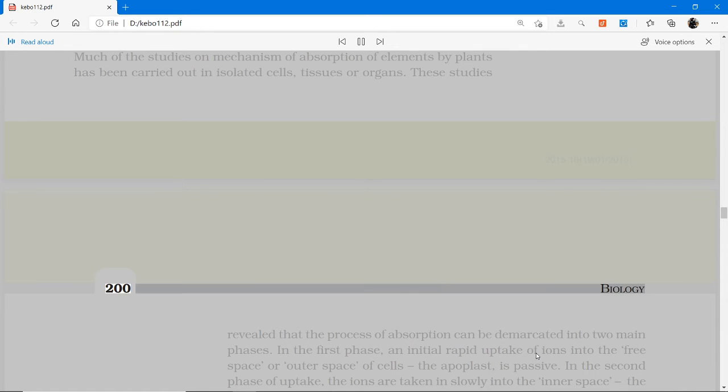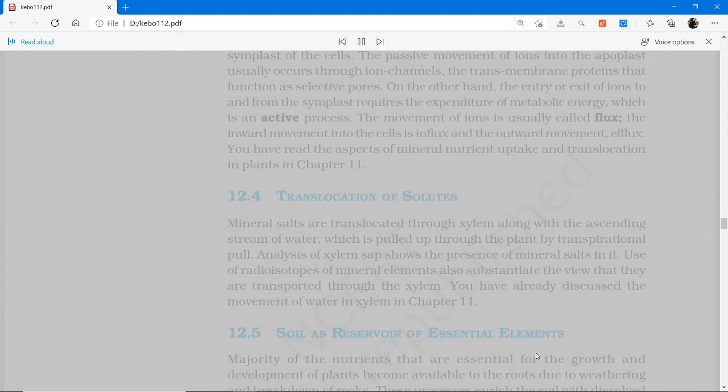revealed that the process of absorption can be demarcated into two main phases. In the first phase, an initial rapid uptake of ions into the free space or outer space of cells, the apoplast, is passive. In the second phase of uptake, the ions are taken in slowly into the inner space, the symplast of the cells. The passive movement of ions into the apoplast usually occurs through ion channels, the transmembrane proteins that function as selective pores. On the other hand, the entry or exit of ions to and from the symplast requires the expenditure of metabolic energy, which is an active process.